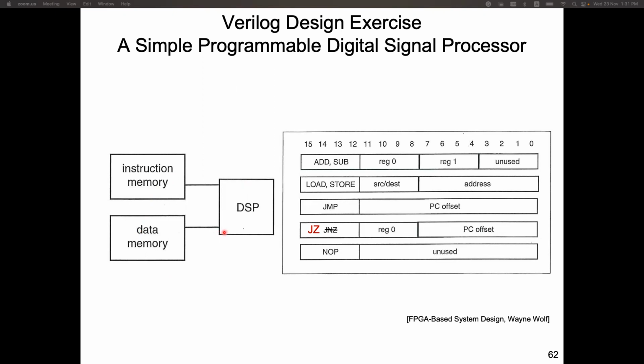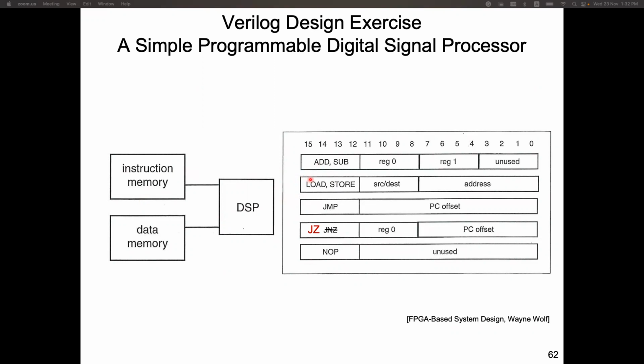It is so-called because it has separate instruction memory and data memory. The other architecture has a combined single memory block. And in this processor, we're going to implement 7 instructions. Each instruction is 16-bit long. The data is also 16-bit long.